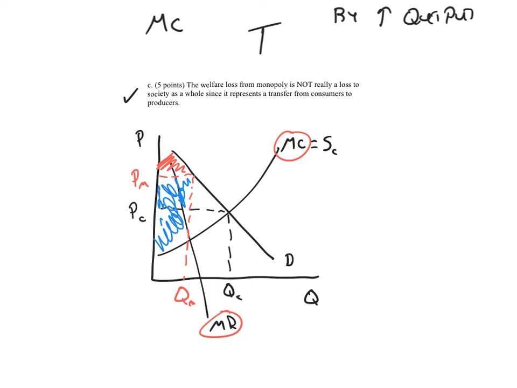And so we can see that there is a transfer from consumers to producers, but we also know that there is this welfare triangle. And so the welfare triangle does represent a loss to society. So this is false.